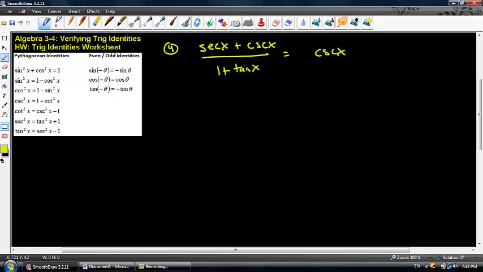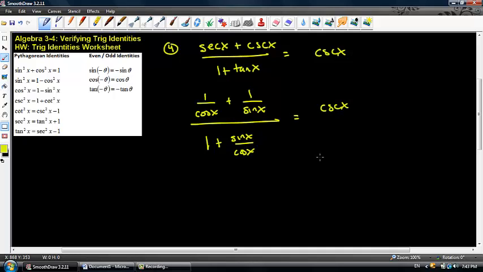Let's just change everything in terms of sine and cosine and see what happens. The top is 1 over cosine x plus 1 over sine x, all over 1 plus, well, tangent is sine x over cosine x. And don't forget, all that equals cosecant.